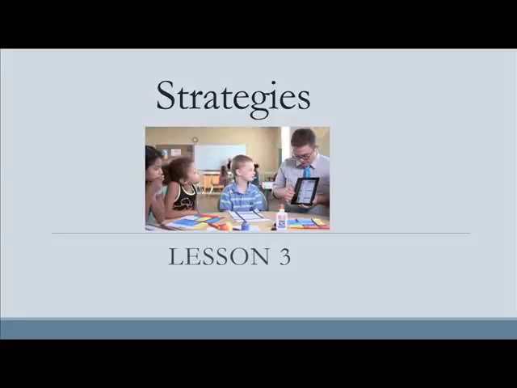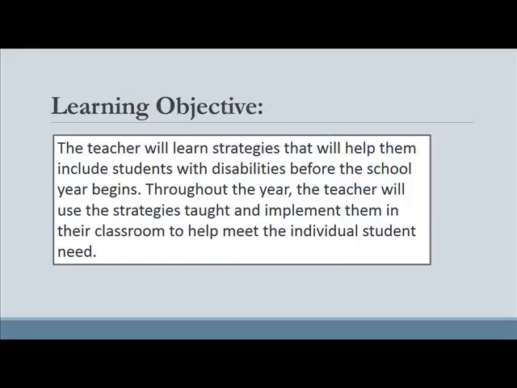Lesson 3, Strategies. Learning objective. The teacher will learn strategies that will help them include students with disabilities before the school year begins. Throughout the year, the teacher will use the strategies taught and implement them in their classroom to help meet the individual student need.